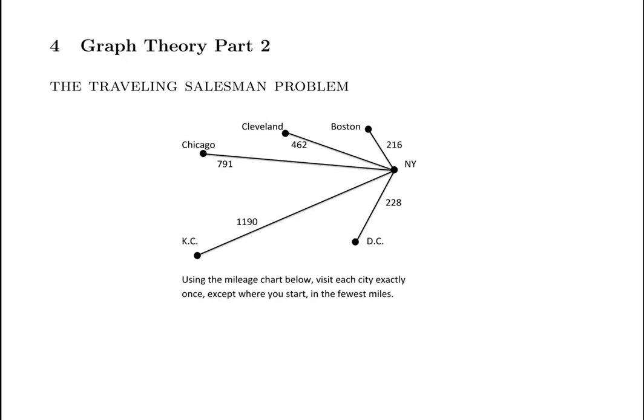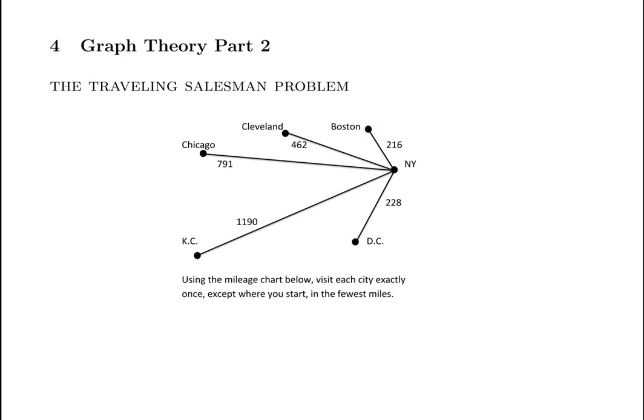Okay, so the second part here of graph theory, section 4, is the famous traveling salesman problem. Here we have an approximate geographical representation of 6 cities in the U.S. And there's a weighted graph, right? There's mileage. That's the numbers on the edges.